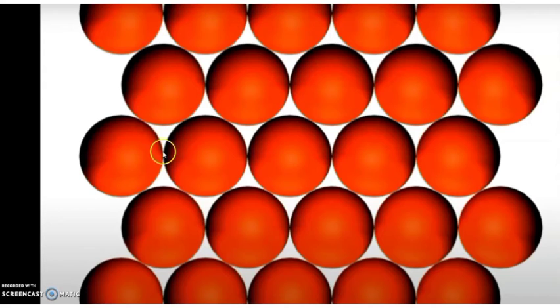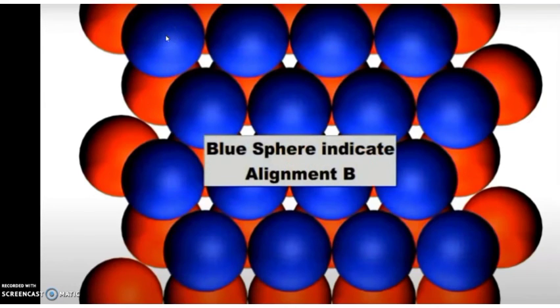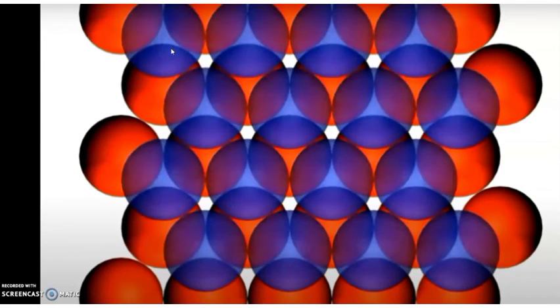So these are the voids. Here you can see two types of voids. Those are upward triangles and downward triangles. Green color indicates upward, white color downward. So if we put a layer on the upward voids, we'll get it like this. If you arrange a layer exactly on the upward, we'll get two types of voids.